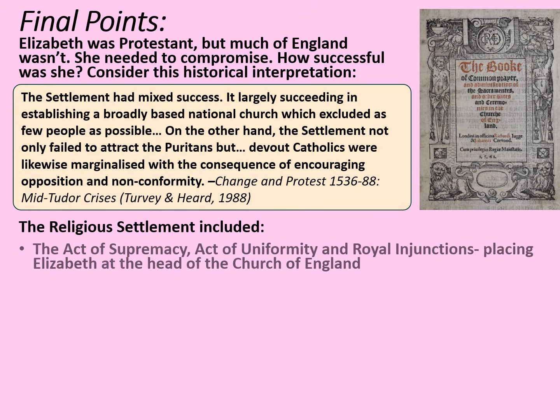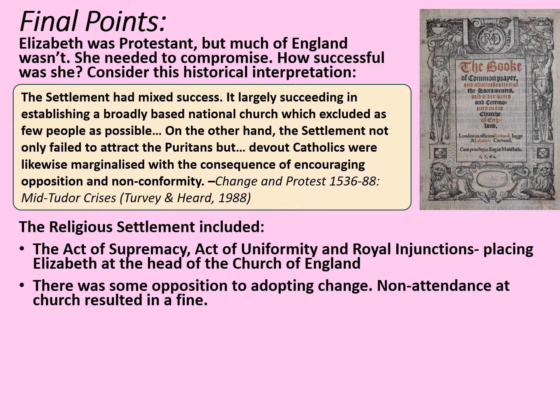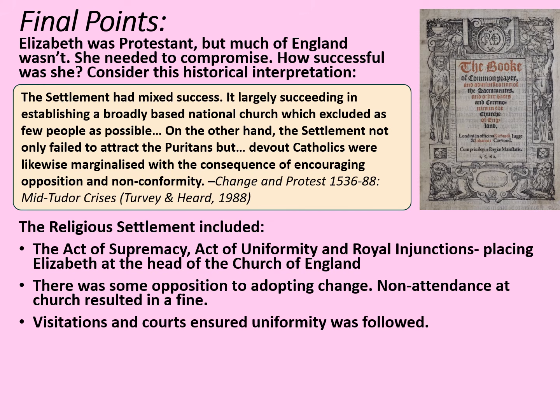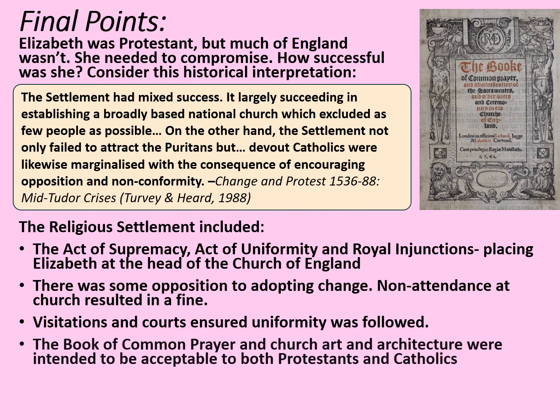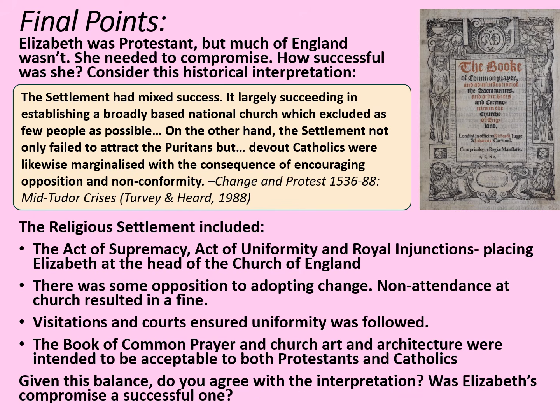The religious settlement included the Act of Supremacy, Act of Uniformity and Royal Injunctions, placing Elizabeth at the head of the Church of England. There was some opposition to adopting change. Non-attendance at church resulted in a fine. Visitations and courts ensured uniformity was followed, in most cases anyway. The Book of Common Prayer and church art and architecture, though, were intended to be acceptable to both Protestants and Catholics, a typical compromise. Given this balance, do you agree with the interpretation? Was Elizabeth's compromise a successful one?